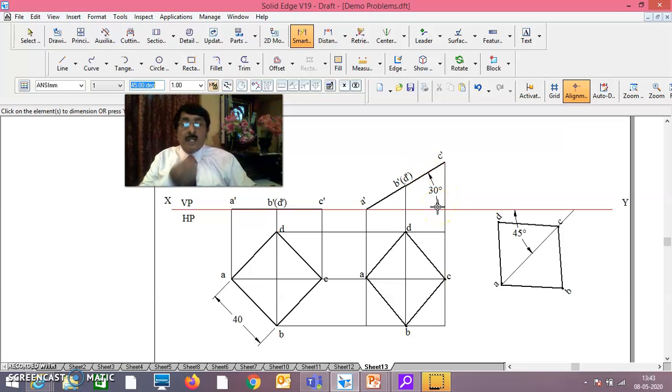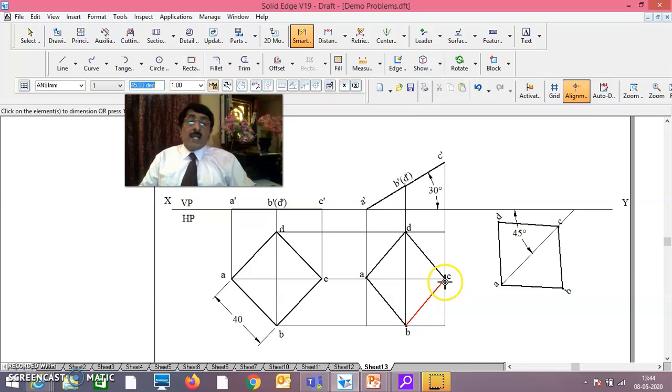I have not changed it. It is the 30 degrees to HP that is constant. That means A is the fixed point, C is the rotating point. I can move this way or I can move this way. I have moved this way. As you see here, I moved this way such that AC is inclined at 45 degrees to VP. Okay. You can do this way also. There is no problem at all.